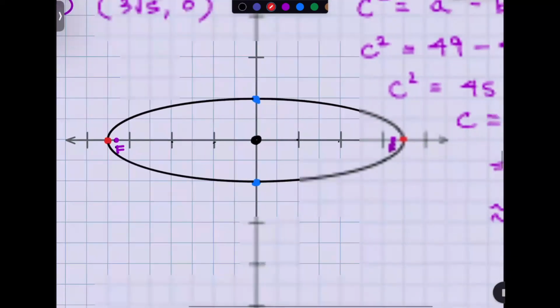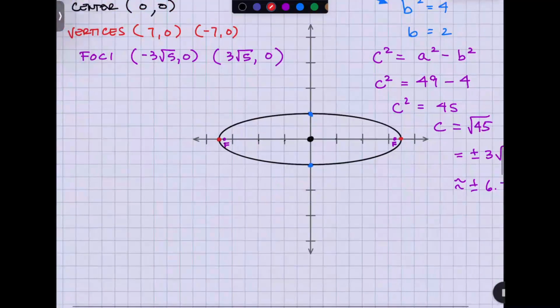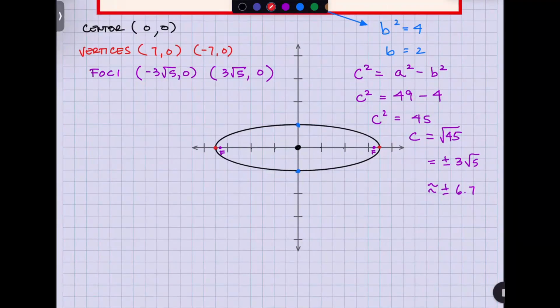Right? So this way you can see exactly what those came from. Cool? All right. Any other questions?